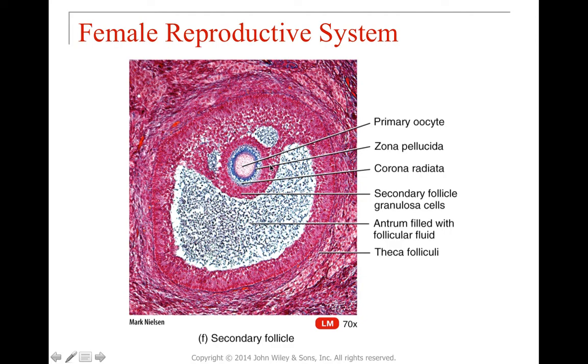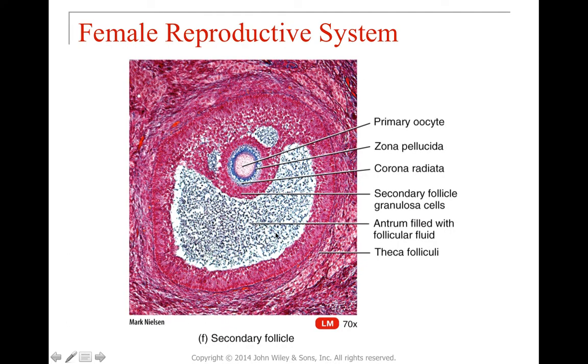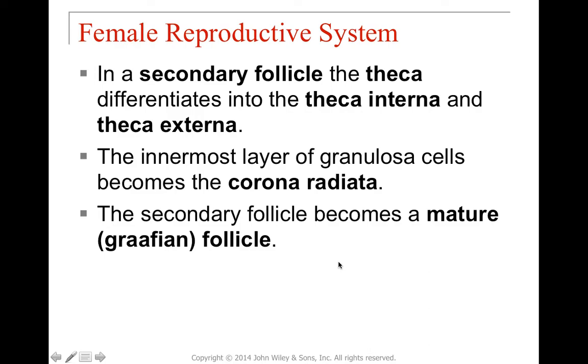Inside here, again, this is what I was pointing out. This is the antrum. This is a cavity that's filled with fluid and no longer filled with cells. And then on the outside, we have the theca folliculi. Again, that's going to be comprised of the theca interna and the theca externa. So that theca folliculi has two different sets of theca.